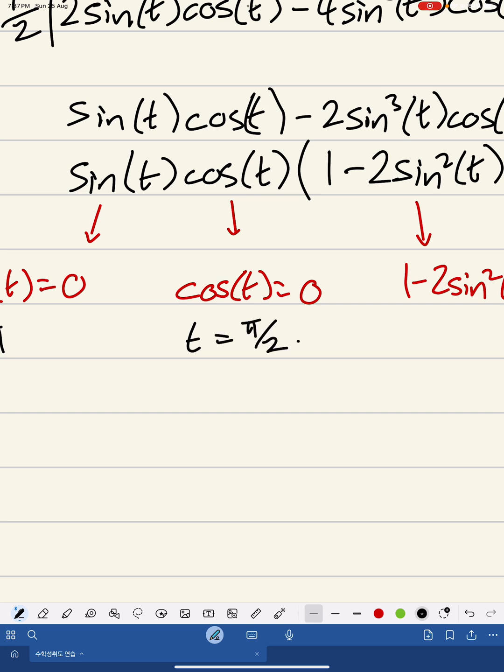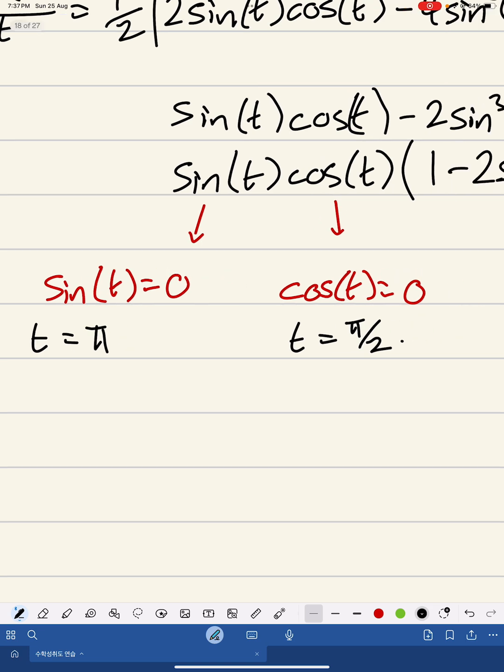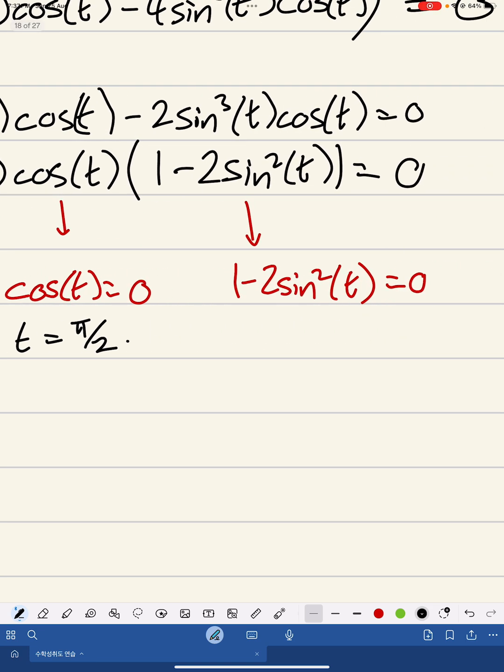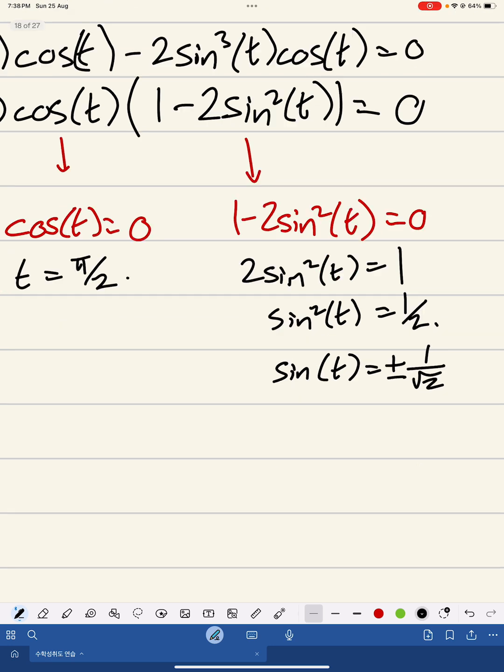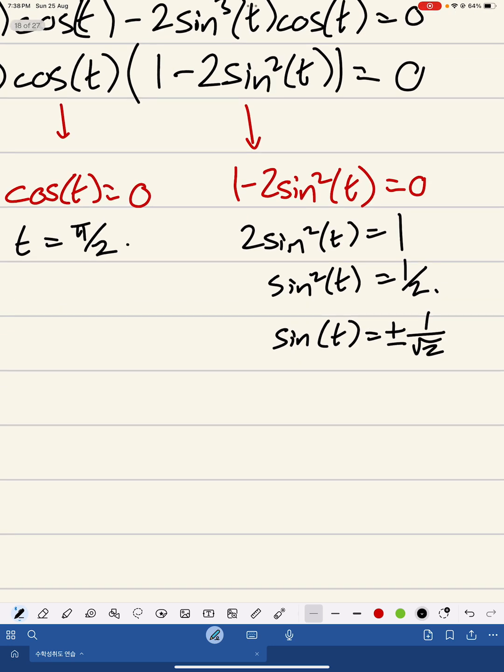That is smaller than pi, so this might be the answer. And 1 minus 2 sine squared t equals 0 when 2 sine squared of t equals 1 and sine squared t equals 1/2. And therefore sine of t equals plus minus 1 over root 2. And we know that for positive 1 over root 2, t equals pi over 4, right?